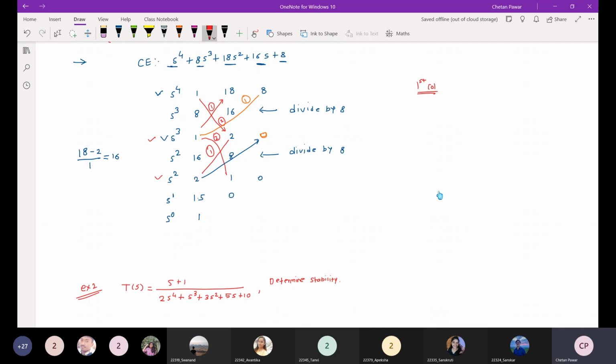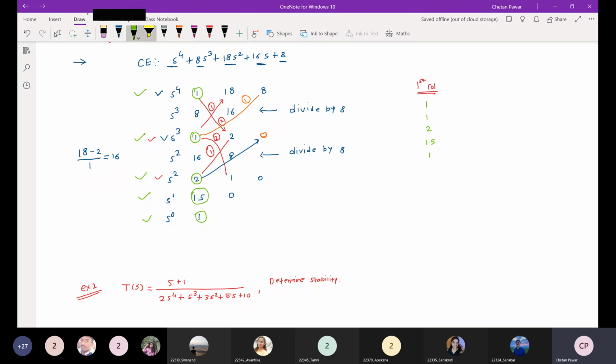So the main rows will be s raised to 4, s cube, s square, s raised to 1 and s raised to 0. So the first column elements will be 1, 1, 2, 1.5 and 1.